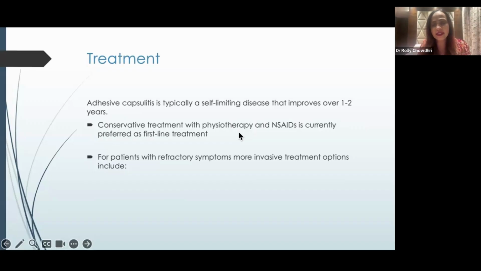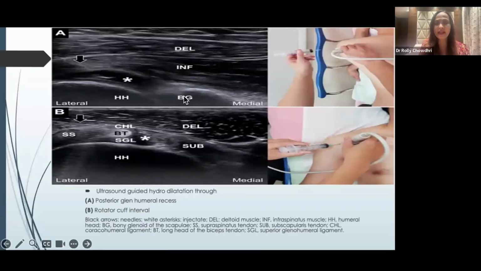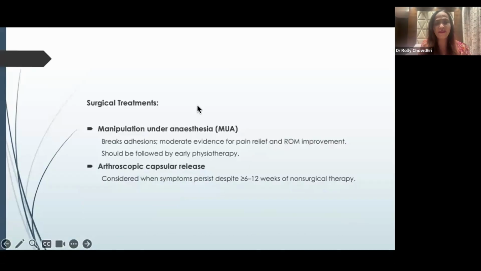Those patients with refractory symptoms have more invasive treatment options. One is ultrasound-guided injection for pain relief. It can be an intra-articular steroid in the bursa or the joint. What will be discussed in detail is hydrodilatation or distension, which is also done under ultrasound guidance. So this therapeutic intervention is also guided by ultrasound, whereby ultrasound scores over other modalities. This is one of the slides showing how it's done, but I'm leaving it to Dr. Zubin.